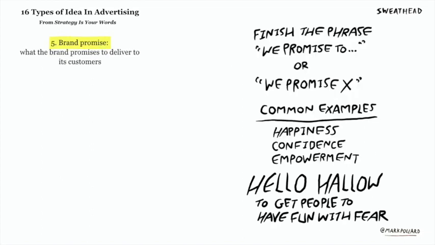Brand promise is what the brand promises to deliver to its customers, and it typically finishes the phrase, "We promise to..." Usually a brand promise will focus on a benefit, not just a feature or a function. A feature is like an attribute or an ingredient of a product. A function is what those ingredients or attributes combine to do. And then a benefit is how what that product does helps people.